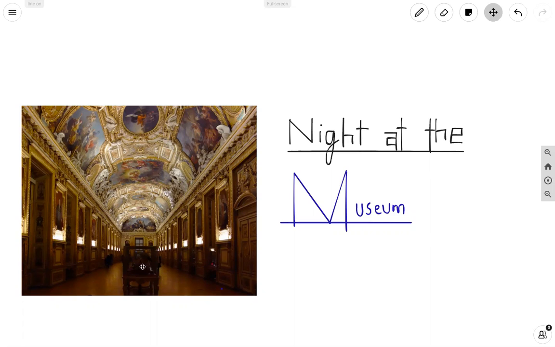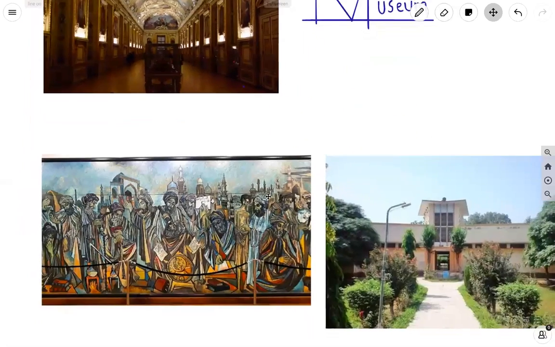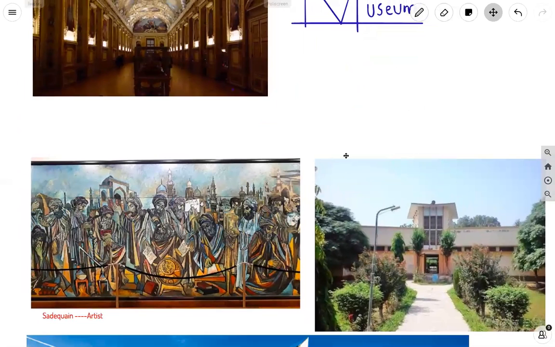On the left side here, I have the image of the Louvre, which is a museum in France. Today, we will be talking about the basic vocabulary one needs when writing about a museum. We need to work on the basic words. But before we get into that, I have some images here.